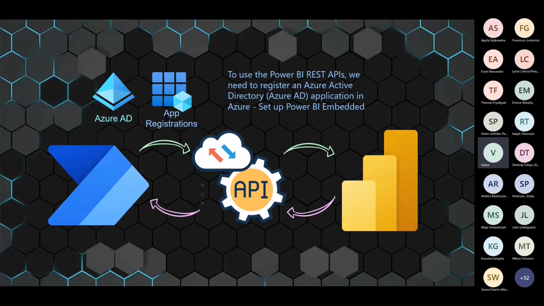Before start creating the flow, there is one big prerequisite. To use the Power BI REST API, we need to set up an app on Azure AD. So we need to register an Azure Active Directory application in Azure, and then set up Power BI. We can set up that app by opening the Azure portal and creating it from scratch, or we can use Power BI Embedded.